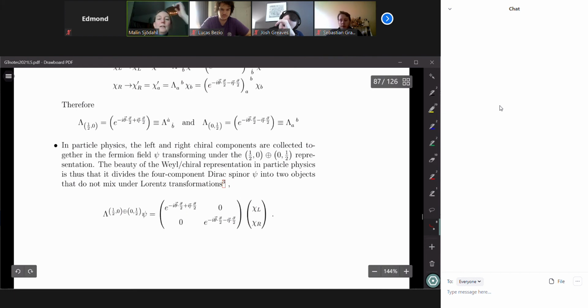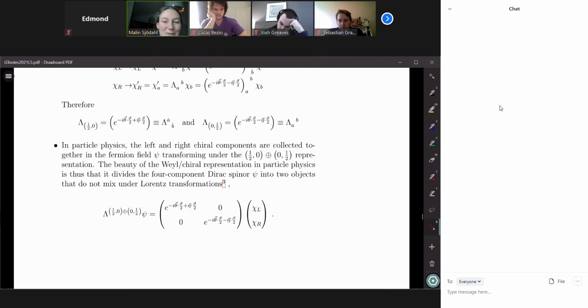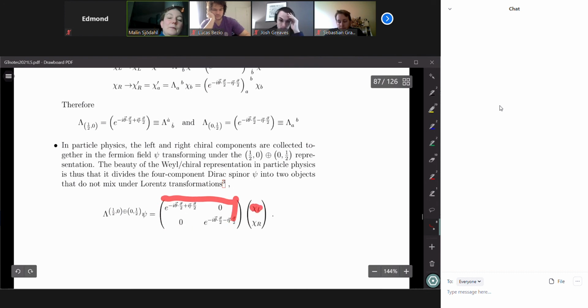So in the Weyl or chiral representation, which I think by far is the most elegant one and the one that should be used, they do not change. The left and the right chiral components do not mix under Lorentz transformations. If one would take the Dirac representation, they do, and it would be a big, messy 4 by 4 matrix.